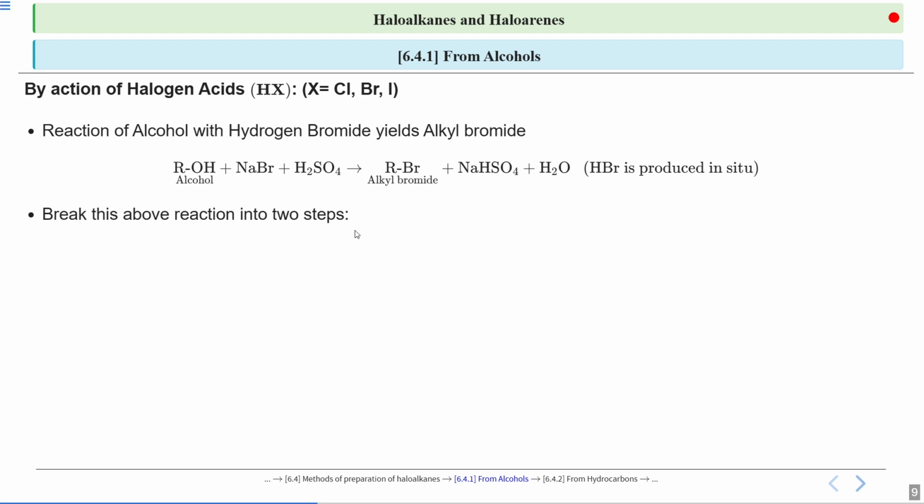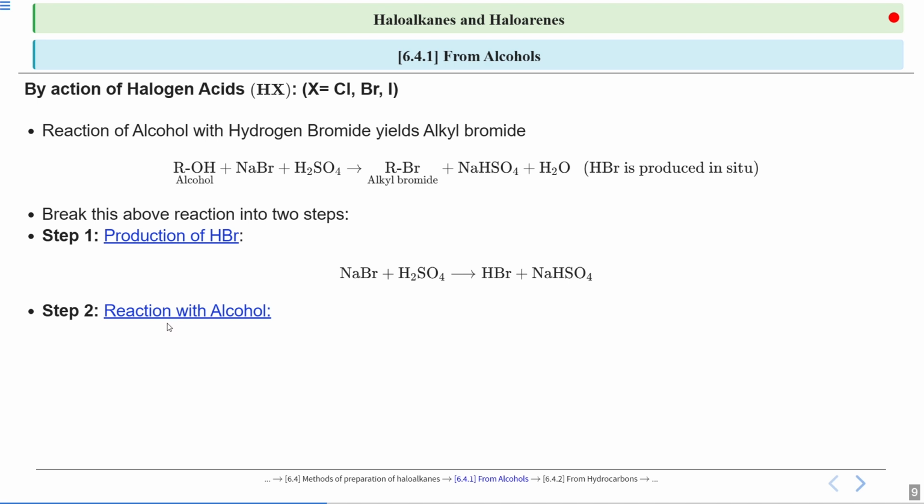Break the above reaction into two steps. So let's understand this reaction by breaking it into two steps. The first step includes the production of HBr. Okay, so HBr is one of our reactants, right? So how are you going to produce the HBr? Sodium bromide is going to react with sulfuric acid, and through this reaction you are going to get your desired hydrogen bromide and sodium bisulfate, that is NaHSO4, right? This is how the HBr is going to be produced within the reaction mixture.